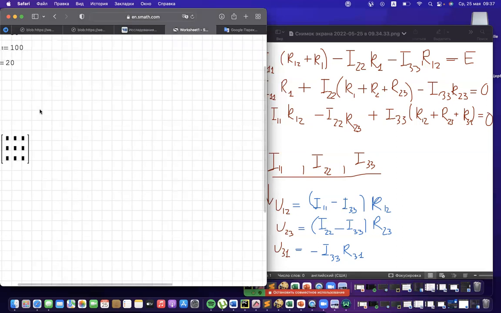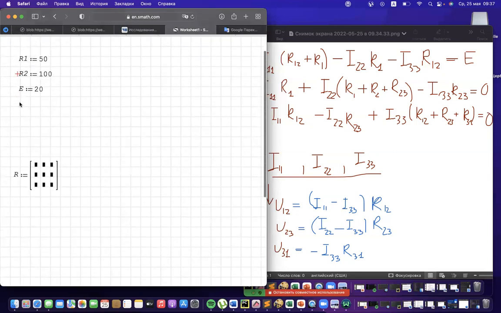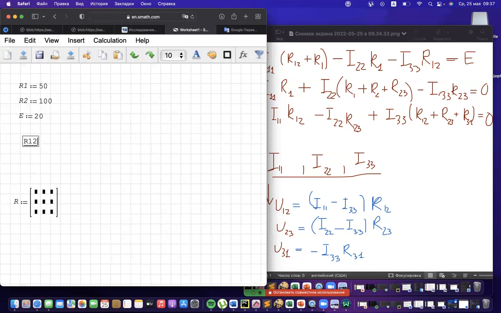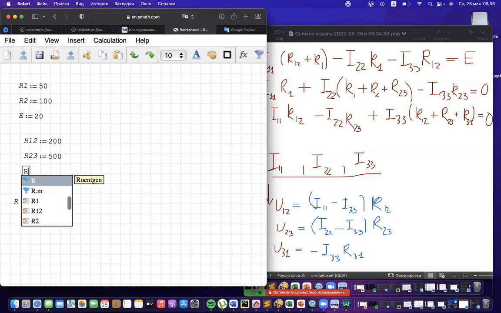Then, just to see it better, R12, 200, R23, 500, R31, 800. Because the numbers depend on the variant, it's not so important what you will get.